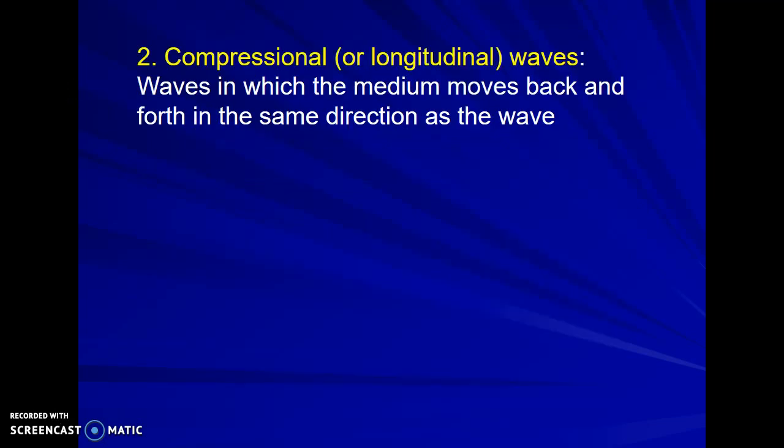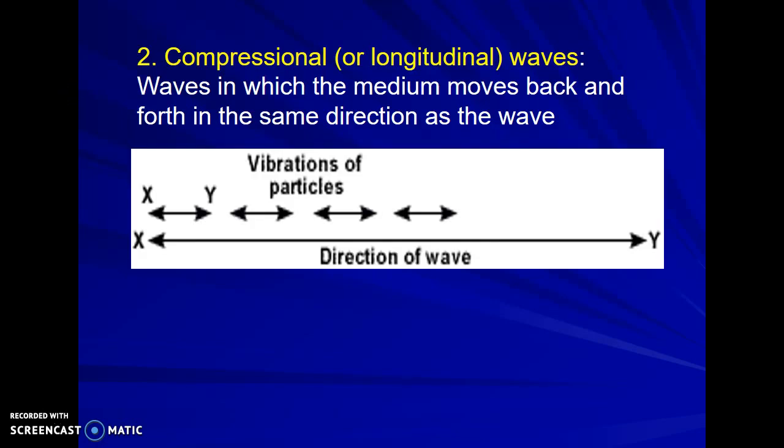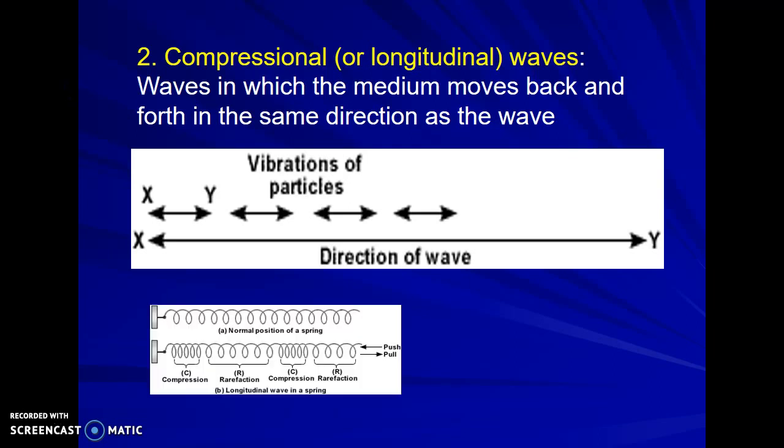Next type of wave is compressional or longitudinal waves. These are waves in which the medium moves back and forth in the same direction as the wave. So they're going to be moving forward and backwards, as you see in the arrows of the direction of the wave, as the vibration of the particles are moving. You can kind of think about this as a spring. So a normal position of the spring, and then you have compressions and refractions based on that wave as you are pushing or pulling that slinky.